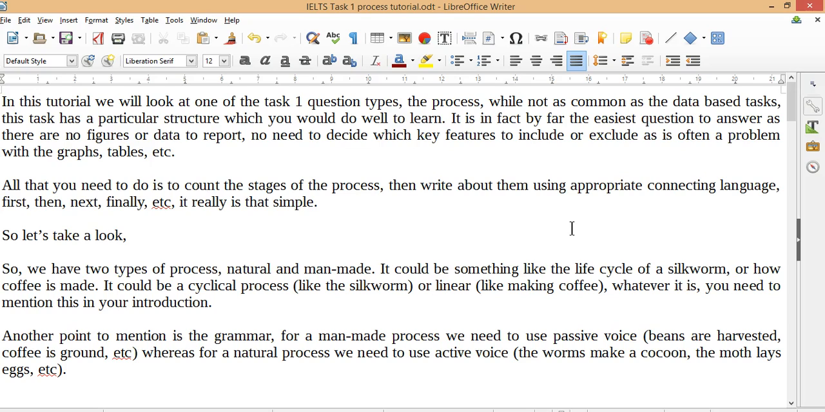I'll do a video another day about the letter, formal or informal. So for today then, the process. The reason I've chosen this is because it's the easiest. It's by far the easiest question, so it's a good one to get started with. Why is it easy? Well, basically because there's no figures or data. Nothing, there's no figures or data, there's no key features to include or exclude.